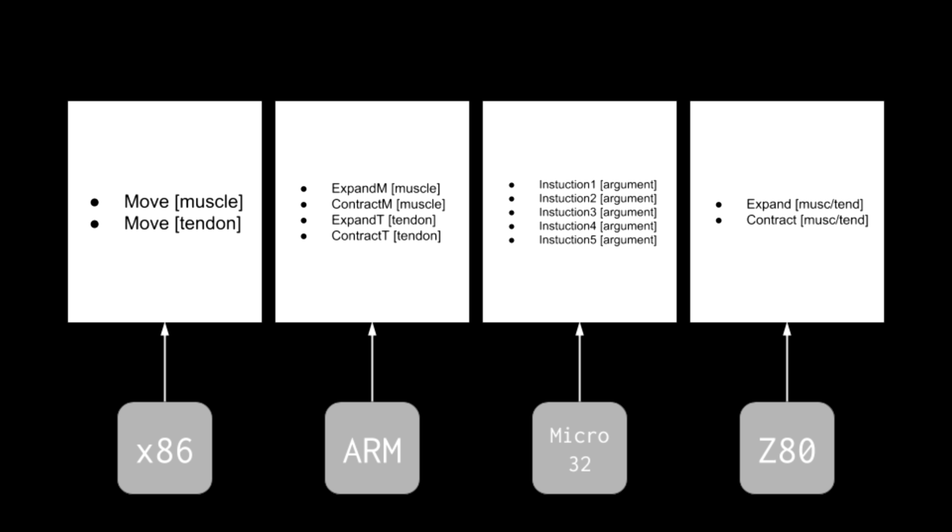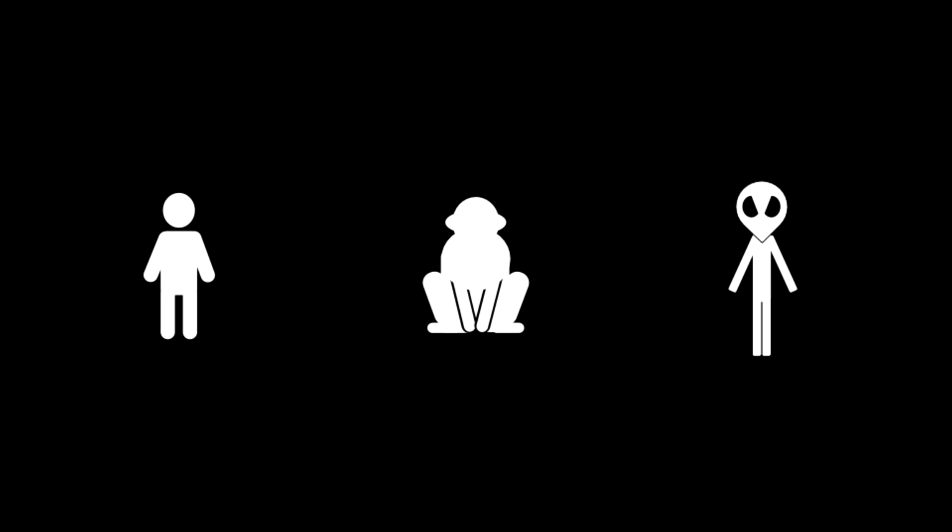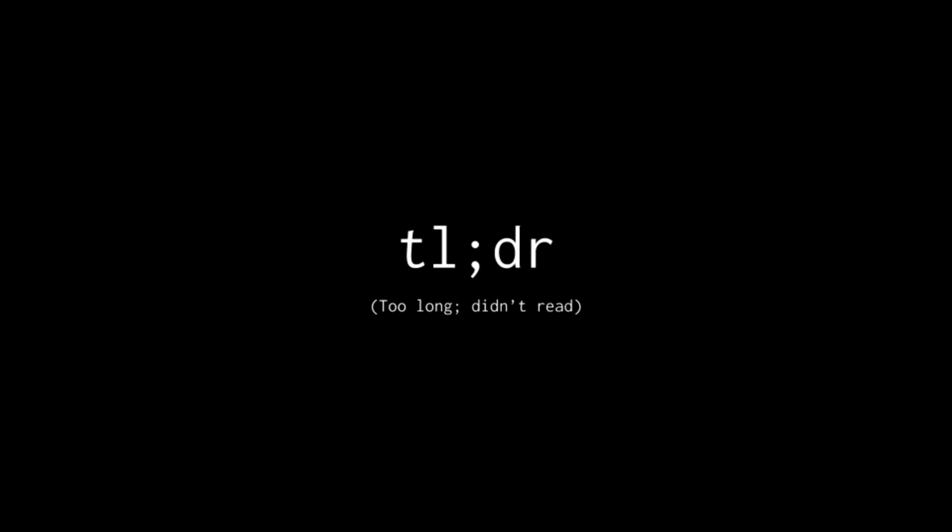However, the problem comes in that each processor's instruction set can be different. So instead of only coming up with instructions for a human's muscle and tendons, we would also need to create different instructions for a monkey's body or even an alien. To put this all into a TLDR, low-level languages are equivalent to instructing each muscle and tendon in your body in order for it to carry out the process of making a peanut butter jelly sandwich.